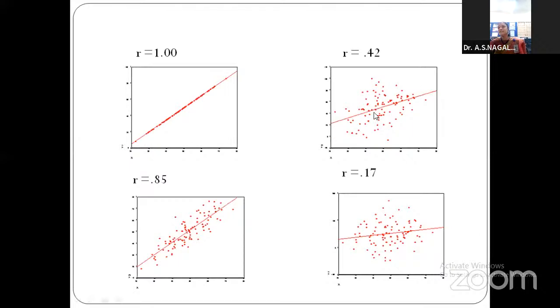How could you say? See, only a few points are connected with this line or near to this line. Many have been scattered far from the line. So this says there is a correlation which is moderate. And here 0.85 says that is strong correlation. One is perfect correlation. When it is 0.17, it is a weak correlation.